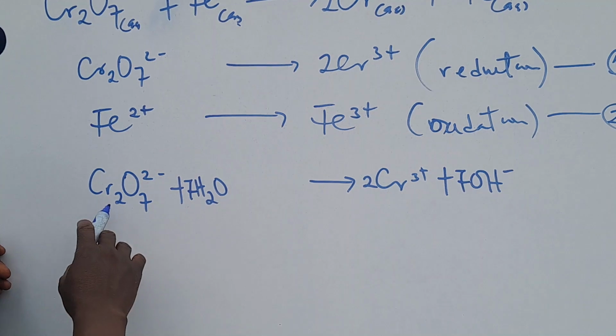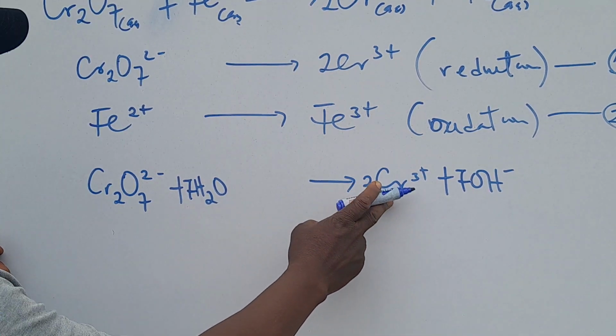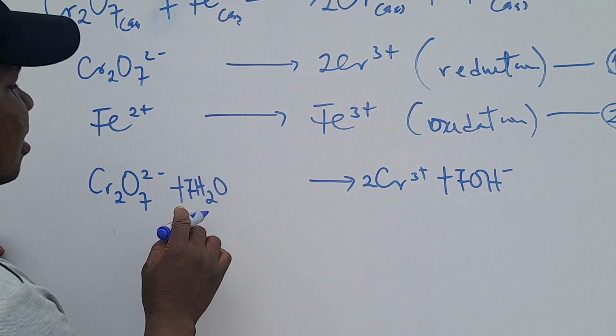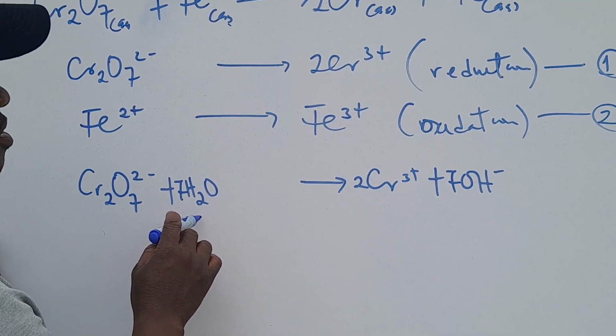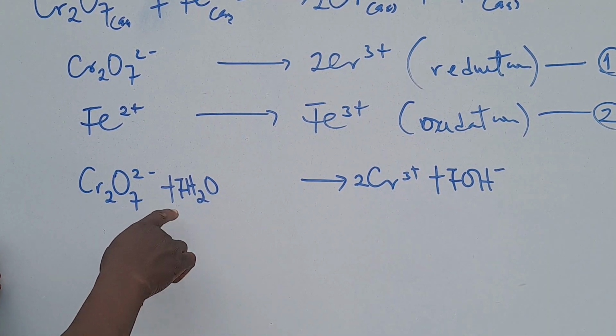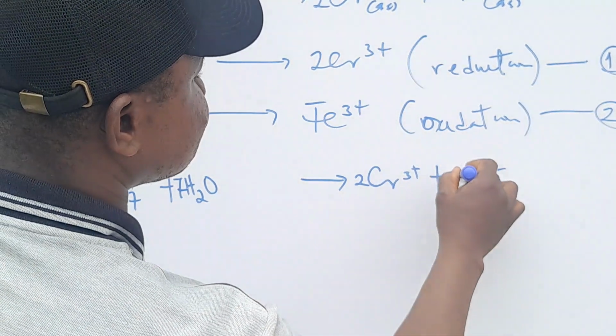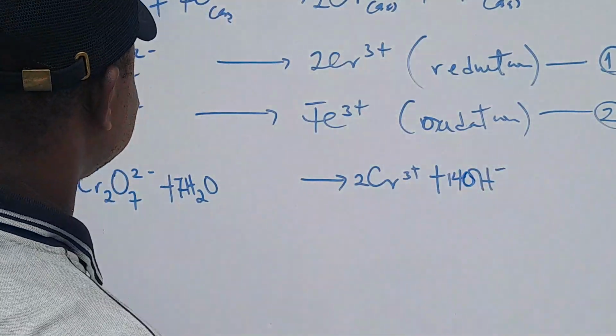Now, check now. Chromium 2. Oxygen here 14. Hydrogen 7. I'm going to change this one to what? To 14 for hydrogen.